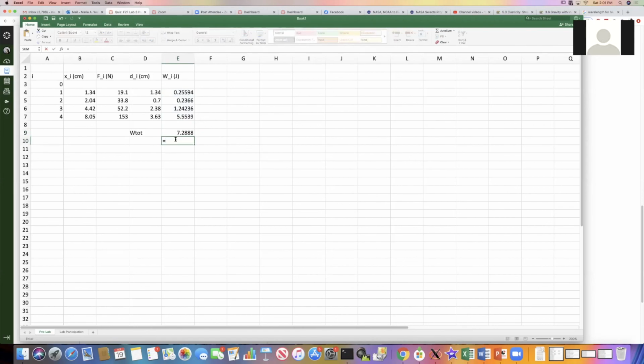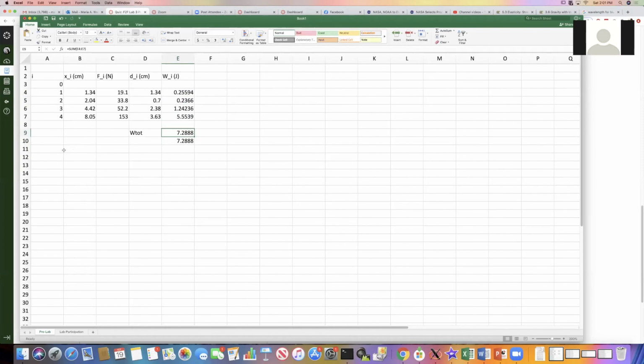If you aren't comfortable using the Excel functions, you can say that the total work equals that cell plus this cell plus this cell plus this cell, okay? And you'll still get the same answer. So then my total work in joules will be the sum of the work from the first step plus the second plus the third plus the fourth, and that will equal our 7.29 joules for the total work.